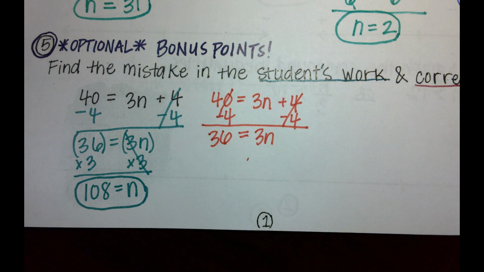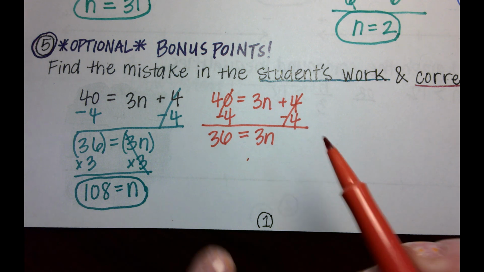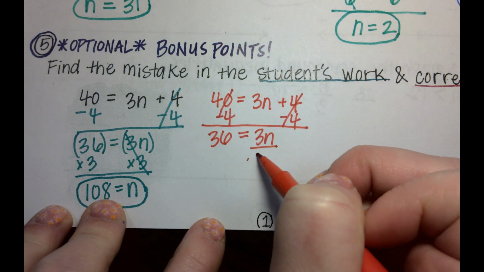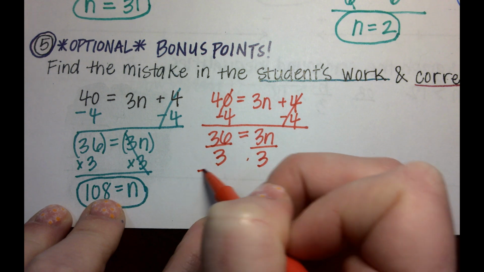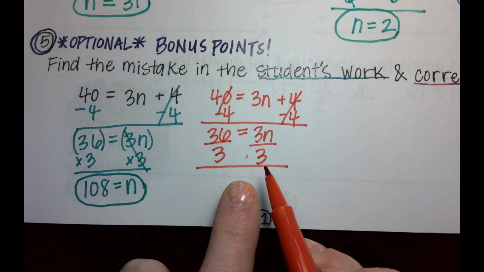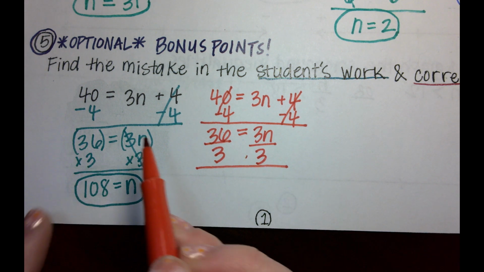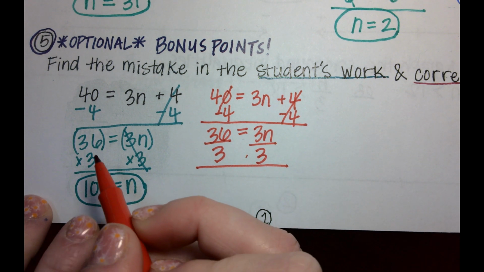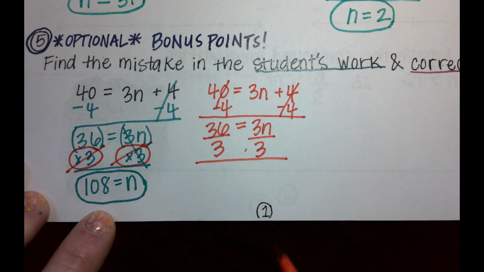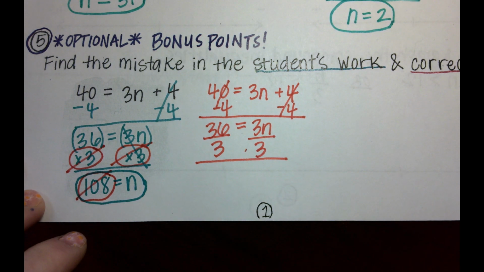That's good. So now I have 36 is equal to 3 times n. What would I do next? Divide. What did the student do? They multiplied. Okay, so here's how I would want you to correct their work. First of all, you need to show the right way to do it. Next, I need you to circle where they went wrong. So I see they multiplied by 3. That is wrong. And that means their answer is also wrong.